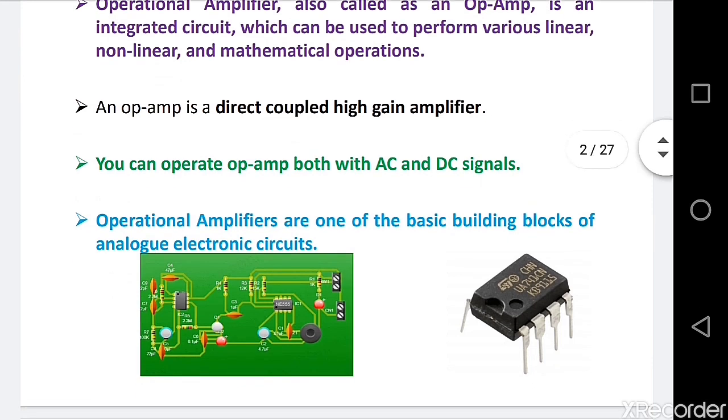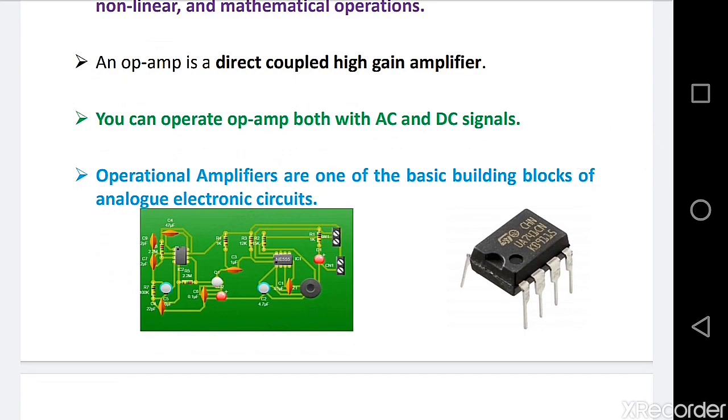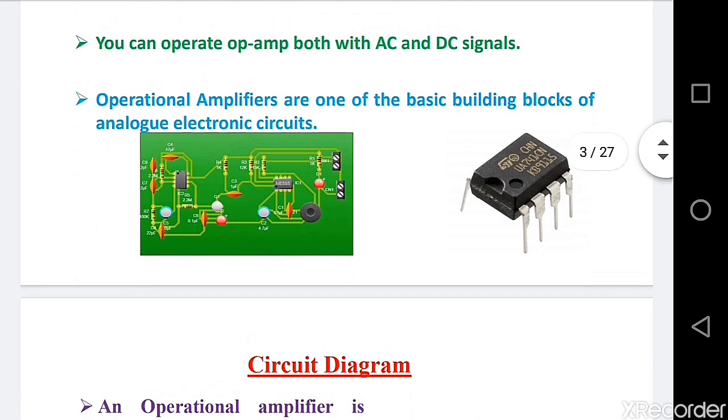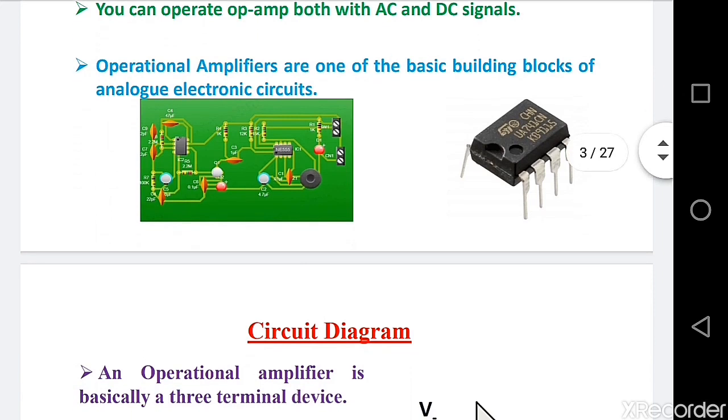Next, an op-amp is a direct coupled high gain amplifier. Op-amp is a high gain amplifier. Next, you can operate an op-amp with both AC and DC signals, that is, alternating current and direct current. Next, operational amplifiers are one of the basic building blocks of analog electronic circuits.